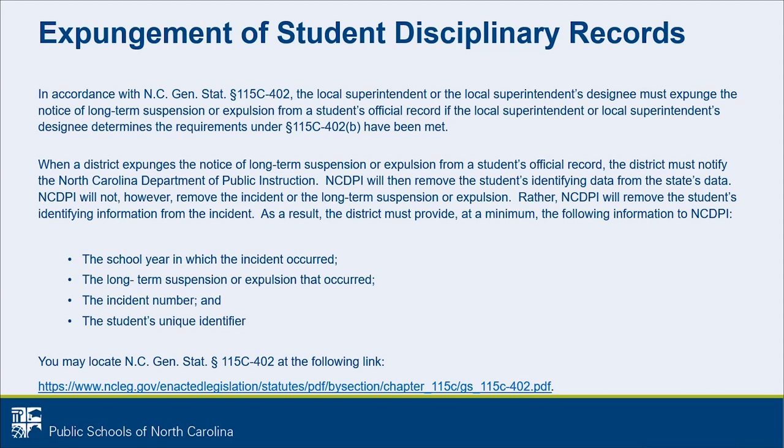NCDPI will then remove the student's identifying data from the state's data. NCDPI will not, however, remove the incident or the long-term suspension or expulsion. Rather, DPI will remove the student's identifying information from the incident. As a result, the district must provide, at a minimum, the following information to NCDPI: the school year in which the incident occurred, the long-term suspension or expulsion that occurred, the incident number, and the student's unique identifier. You may locate the NC General Statute 115C-402 at the link provided in the slide.